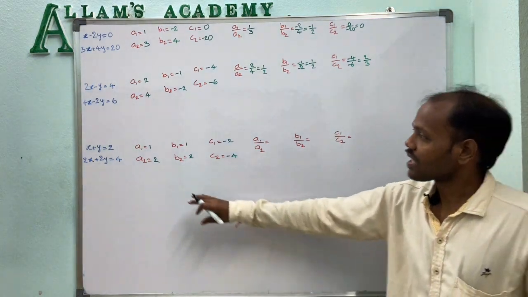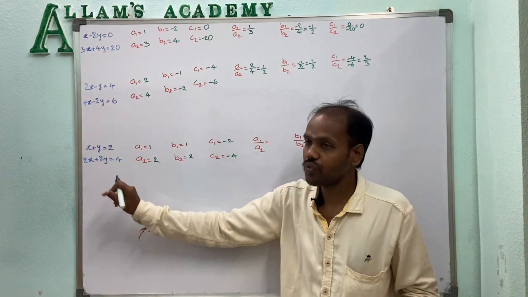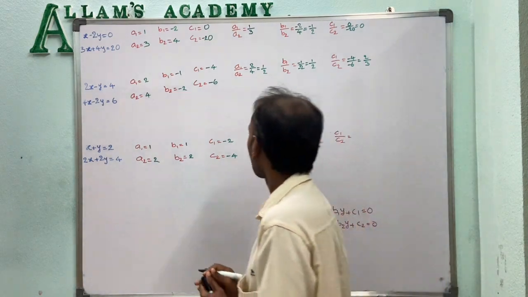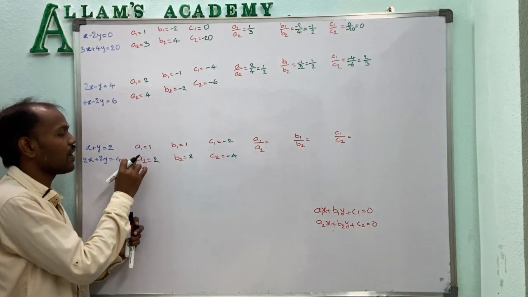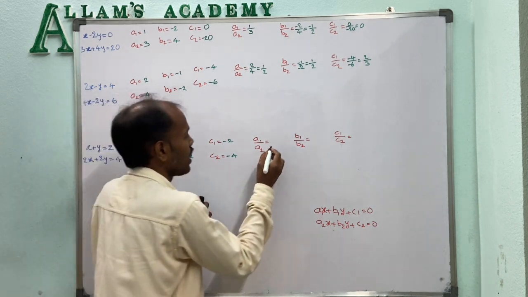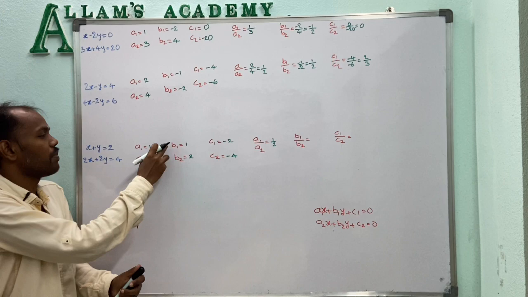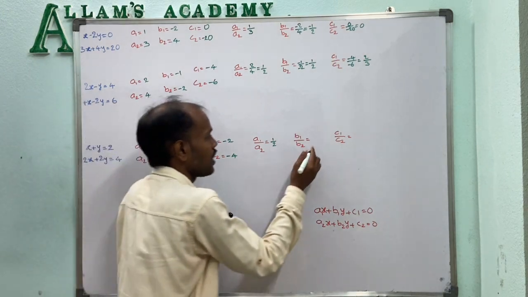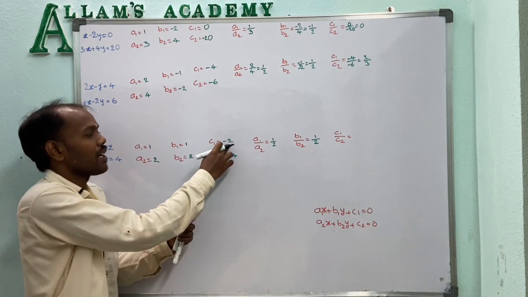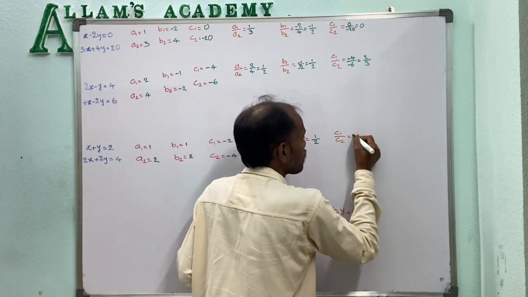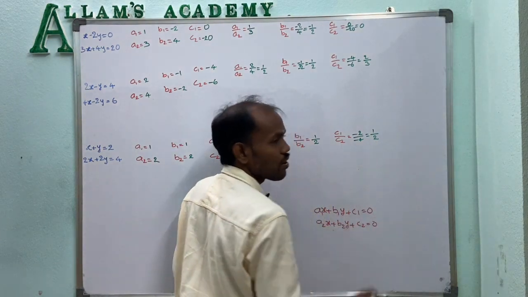Next, in the third equations, x plus y equal to 2 and 2x plus 2y equal to 4. Now finding the coefficient ratios. The x coefficients ratio, a1 by a2, is 1 by 2. Next, the y coefficients ratio, b1 by b2, is 1 by 2. Next, the constant term ratio is minus 2 by minus 4, which is nothing but 1 by 2.